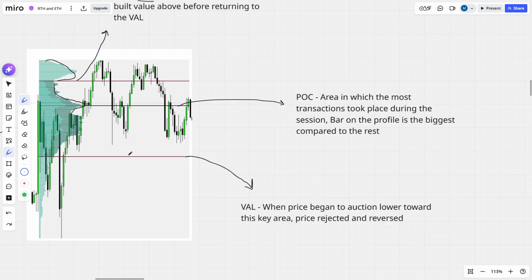And then we have the other side, which is the value area low, this orange line here. And this is where price begins to auction lower. And as you can tell in this scenario, we've come down and we've rejected these areas, meaning that these sellers do not want to interact at these low prices. Buyers take control and push price higher.